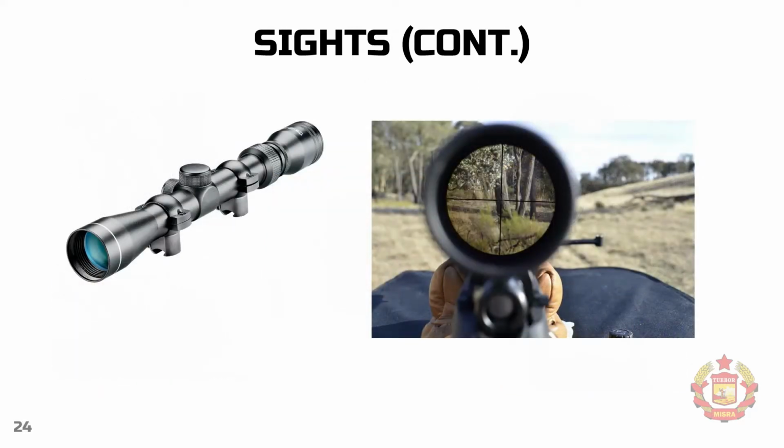And here we have scopes. So again, they provide some type of magnification. Usually you'll find these on hunting rifles.